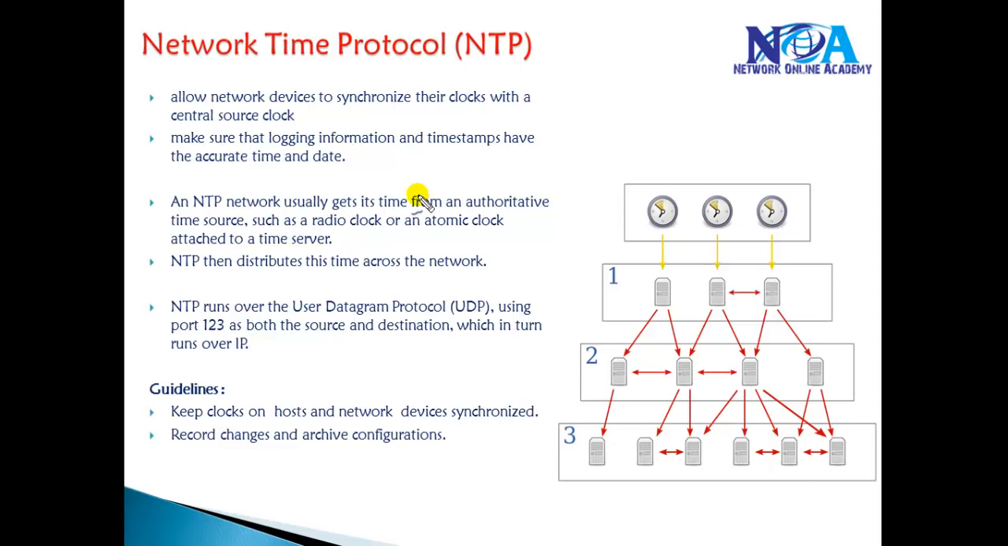Now NTP normally takes the time from an authoritative time source. It can be an external radio clock or an atomic clock connecting to a specific NTP server, and then it distributes the same time to all the remaining devices in the network. It can be any networking device. NTP uses the UDP protocol and works on port number 123 for both source and destination. NTP keeps the hosts and network devices at a synchronized time.